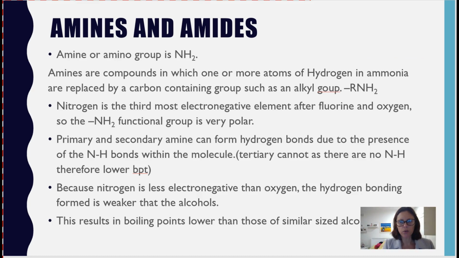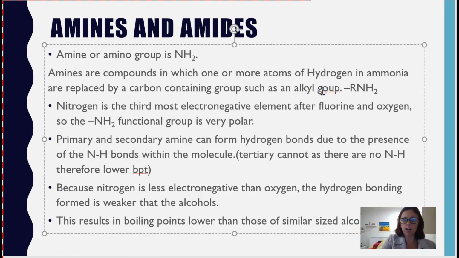Our amines are groups where we're replacing one of the hydrogens there with an alkyl group, and I can see an error there. Let's fix that one up. And because nitrogen is quite electronegative, it's the third most electronegative element after fluorine and oxygen, it's a very polar bond there. So our primary and our secondary amines can form hydrogen bonds due to the presence of that nitrogen-hydrogen bond within the molecule. The tertiaries can't, and the reason they can't is because they are actually not bonding to any hydrogen.